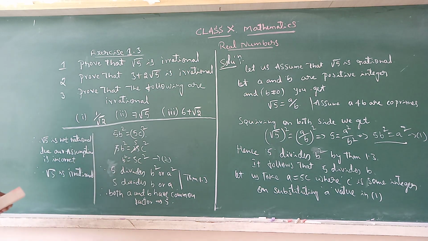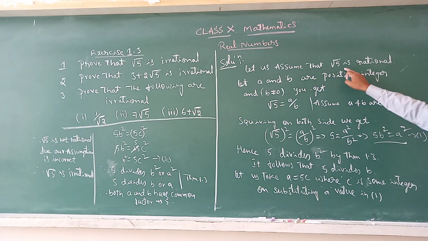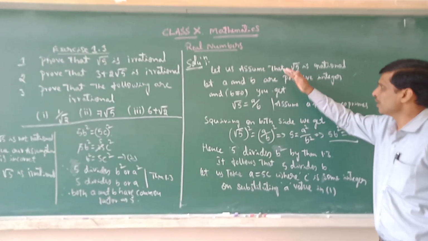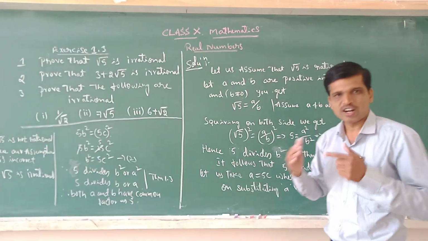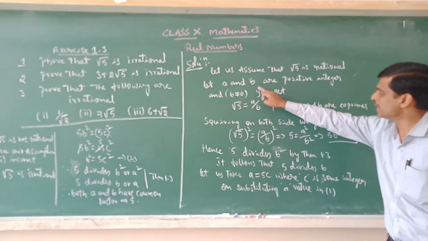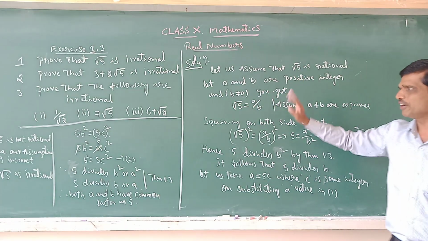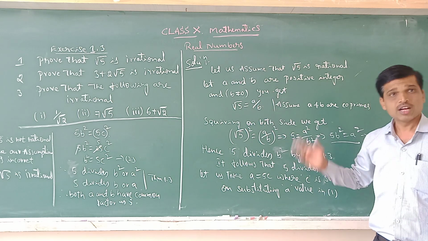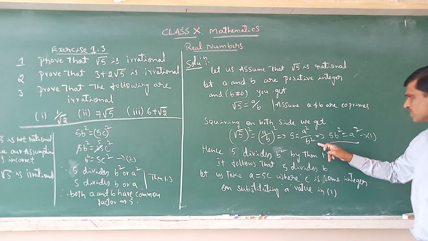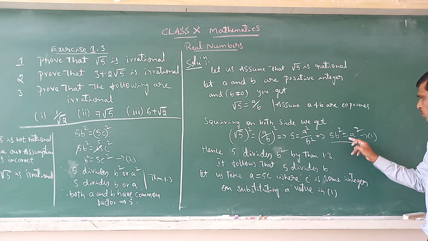So clear, children? Once again I will recap this one. So let us assume that root 5 is rational. Our motto is to prove root 5 is irrational. For that we are using the proof by contradiction method. So that is why let us assume that root 5 is rational, that a and b are any positive integers where b is not equal to 0. Then we automatically get root 5 is equal to a by b. Assume that a and b are co-primes. Squaring on both sides we get these equations. Here I multiplied by 5, so 5b square is equal to a square.